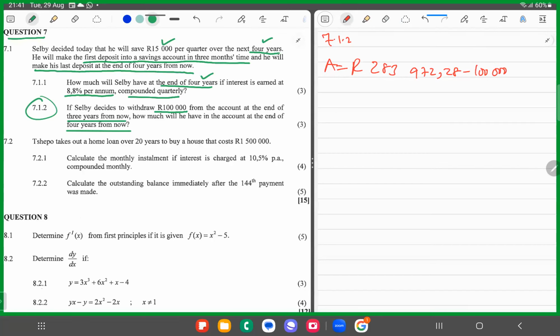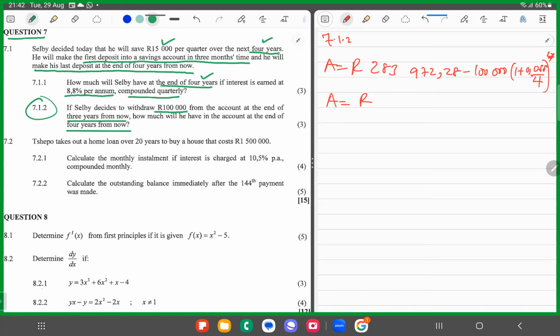100,000, 1 plus 0.088 over 4, and you raise it to the power 4, which means A equals... Right. So he withdrew what?